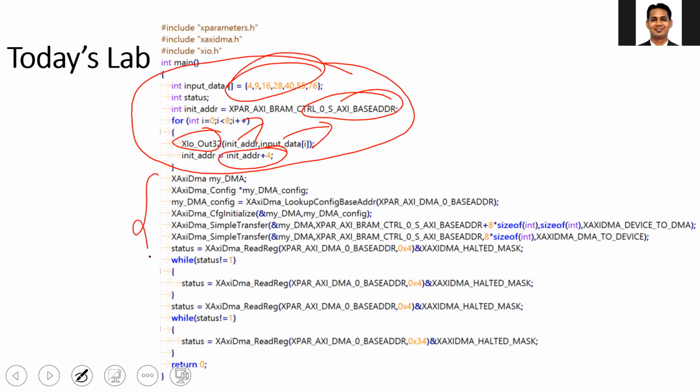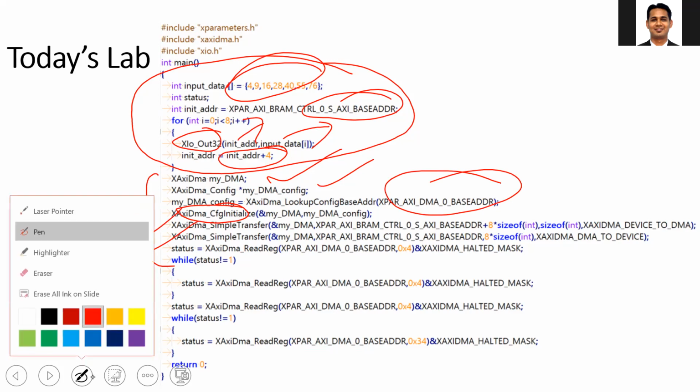Then the next step is configuring the DMA. You can see that there are certain steps that need to be followed for the DMA configuration. Again, in the .h file, the process is given. There are two structures in the DMA compared to the one structure in the other IP. One is the configuration structure and one is the DMA structure. By using the base address of the DMA, you find out all the details of the DMA configuration structure. Then you do the initialization of the DMA. Then you initiate the two transfers, one from the DMA to the IP, second from the IP to DMA.